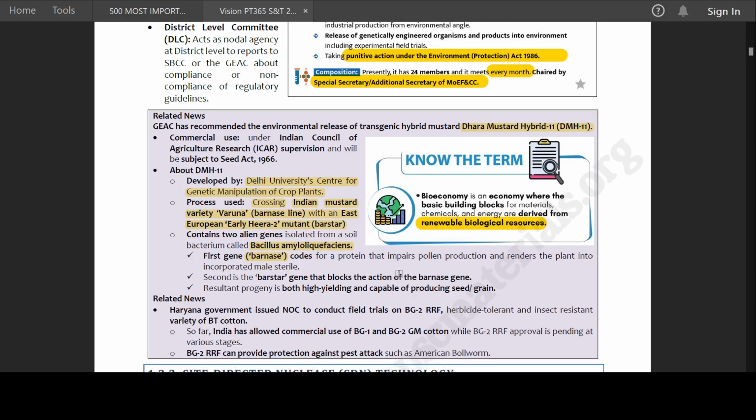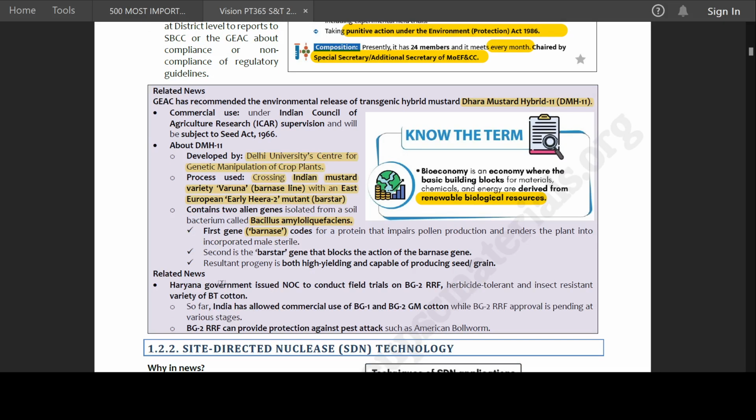That's it. Moving forward, the Haryana government issued the NOC, no objection certificate, to conduct the field trials on BG2RRF, a herbicide tolerant and insect resistant variety of BT cotton.